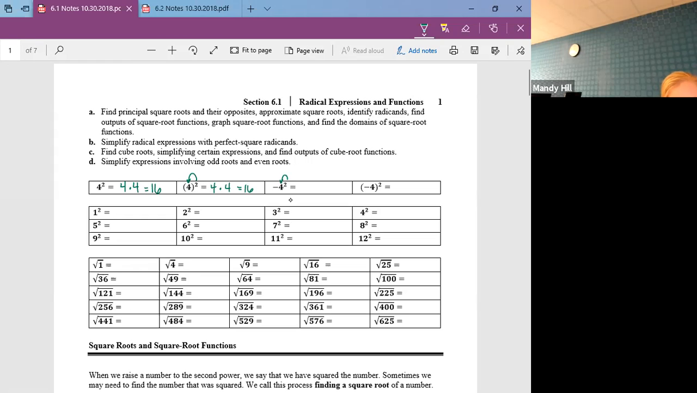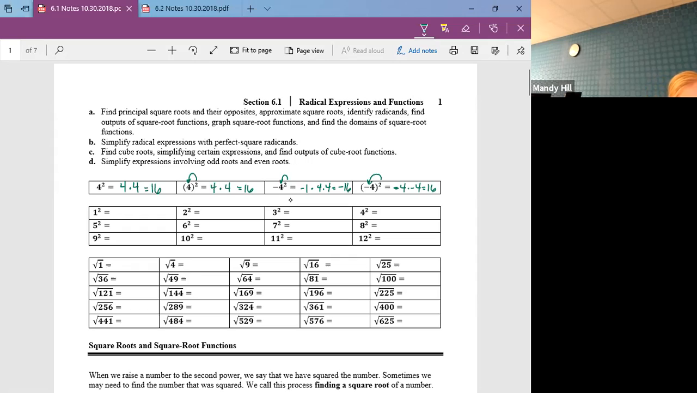So this negative here really means -1. And then 4 squared is 4 times 4, which is going to give me -16. This one's different because this negative is also inside the parentheses. So this is saying to square this whole thing. So -4 times -4 is going to give me +16 because a negative times a negative is positive.